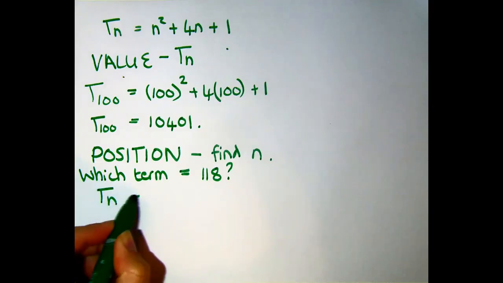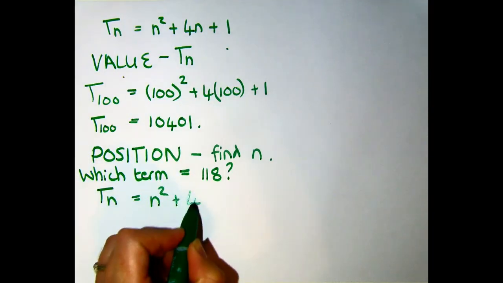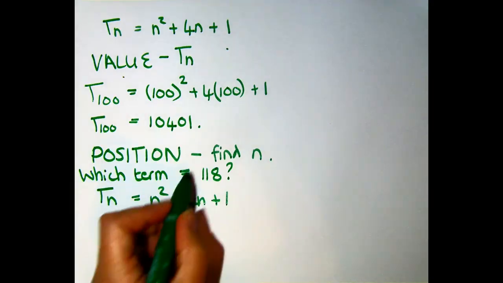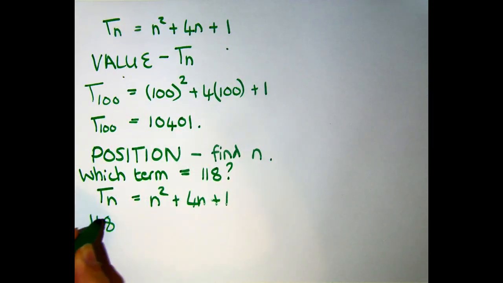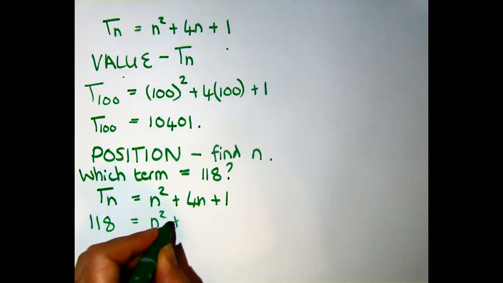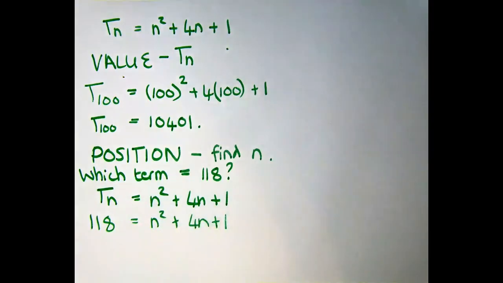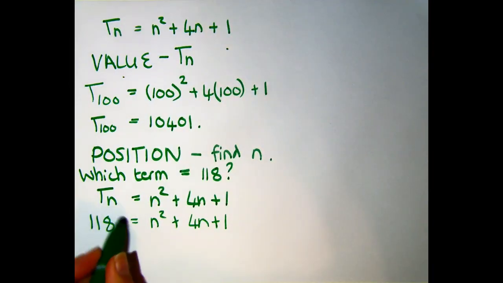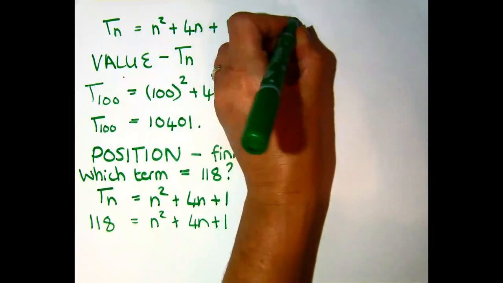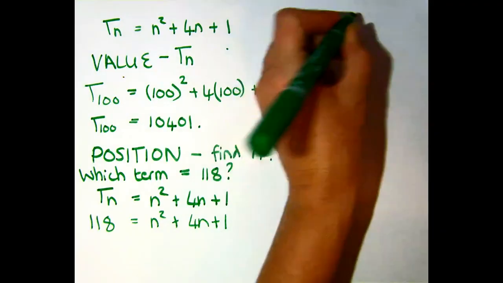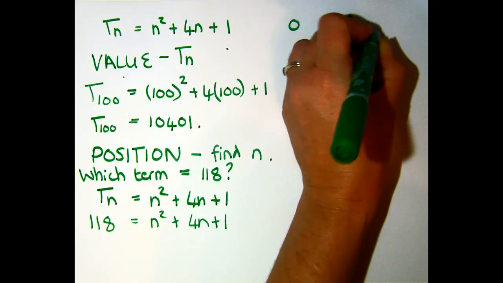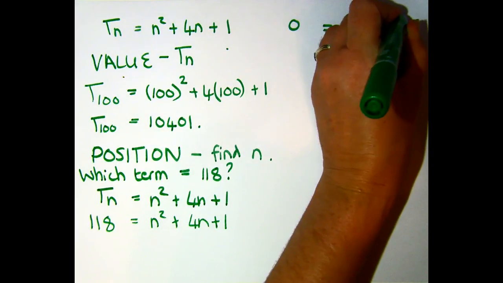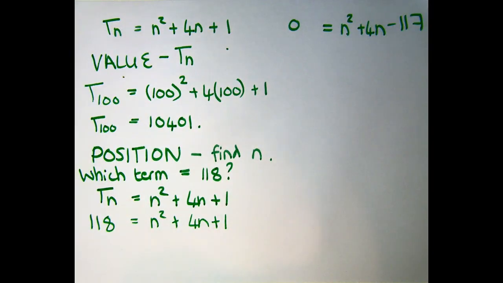So I have my Tn equals the formula that I worked out. And then I sub that in for the Tn. Okay, so now it's looking a lot like a quadratic equation, which is exactly what it is. I'm going to continue solving up here. So I need to get this to be a 0, so I'm going to move it across. So I'm going to have 0 equals n squared plus 4n, and then when I move that across it's negative, so it's negative 117.